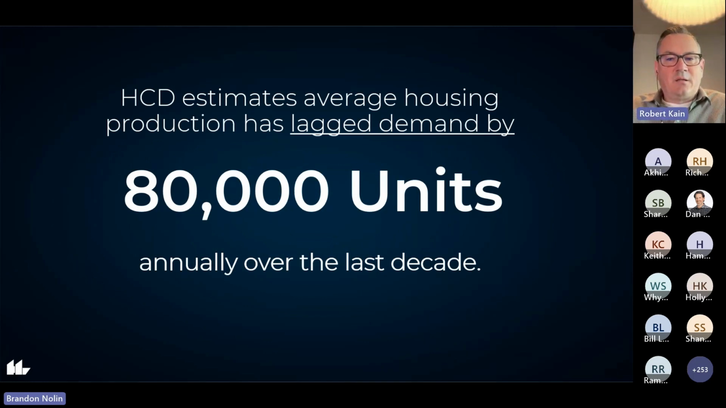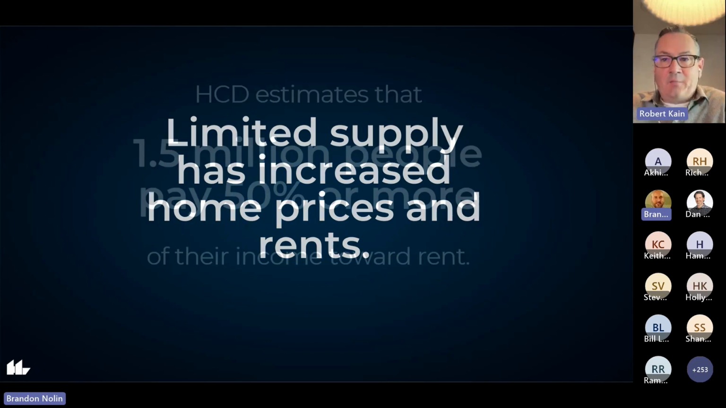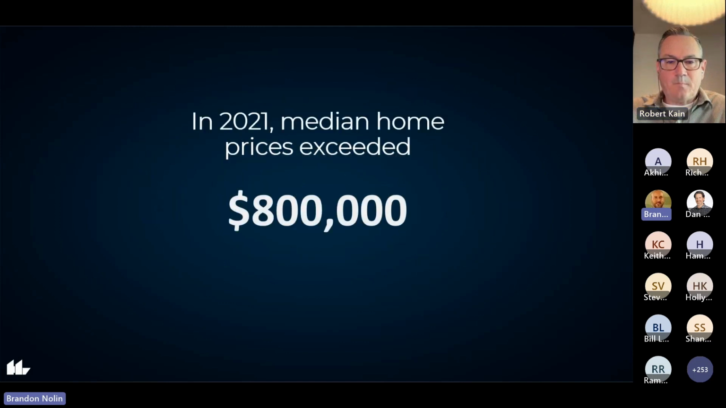HCD estimates housing production has lagged demand by 80,000 units annually over the past 10 years. Next slide. Limited supply has increased home prices and rents, pricing many people out of the market. HCD estimates that 1.5 million people pay 50% or more of their income towards rent in California. In 2021, median home prices exceeded $800,000.